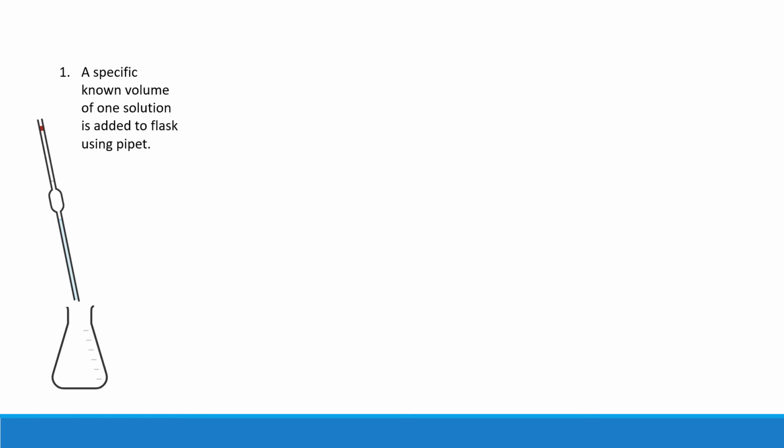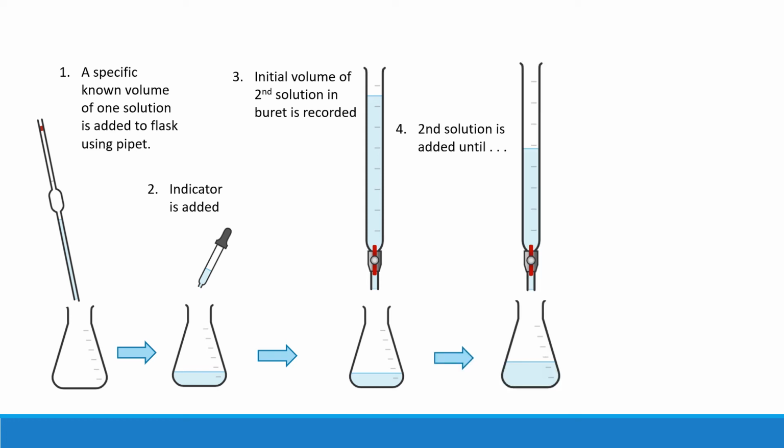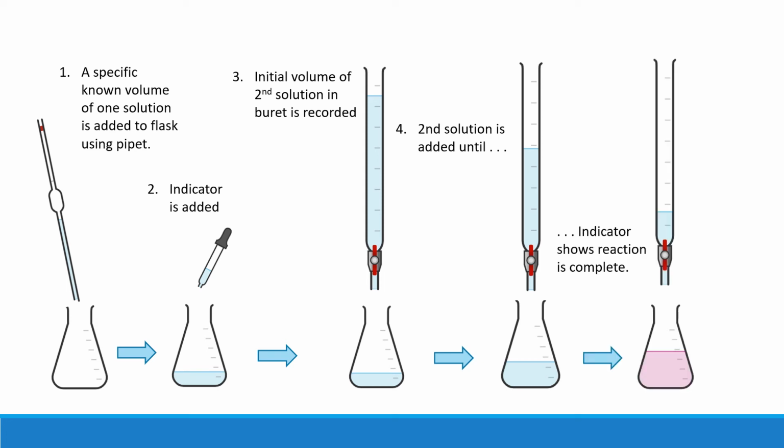Here's how the titration process works. First, you get a conical flask, and into that flask, you're going to pipette a very specific volume of one of the solutions. To that solution, you're going to add some indicator, and then you're going to take a burette that is filled with the second solution and measure its volume really carefully. You'll start dispensing that second solution into the flask until an indicator shows that the reaction is complete. And then you stop and you read the final volume on the burette.